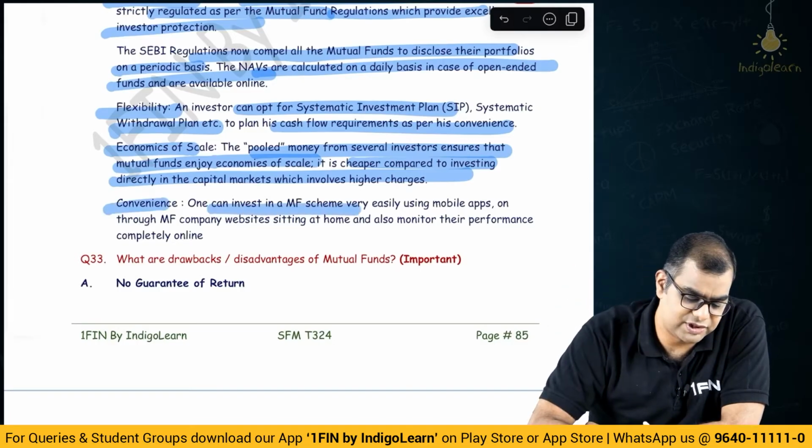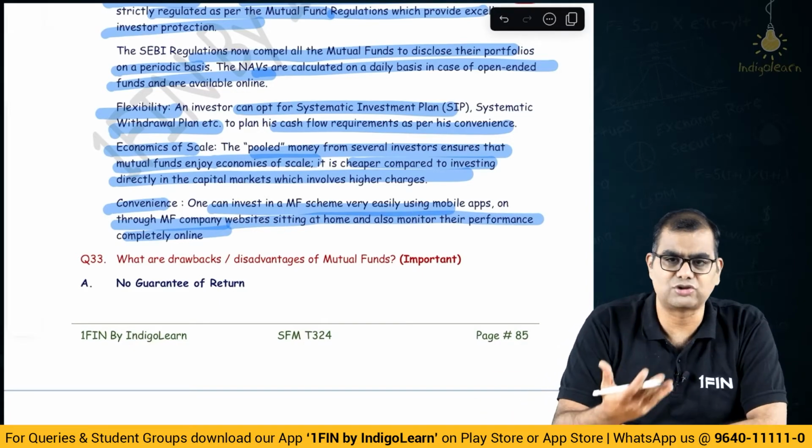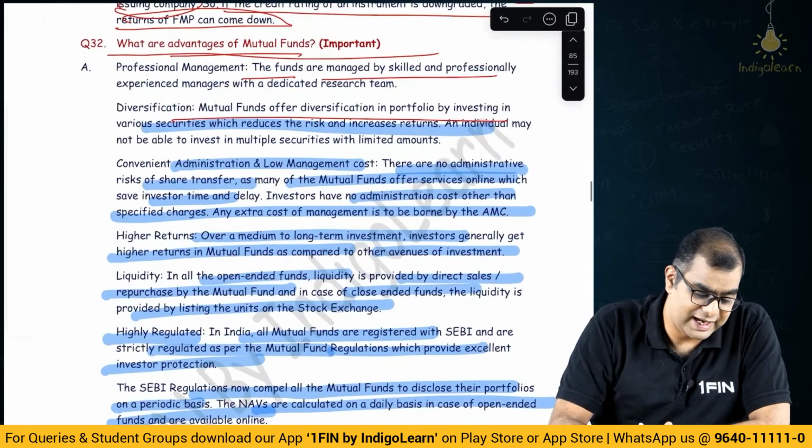Then convenience: one can invest in a mutual fund scheme very easily using mobile apps or mutual fund company websites, sitting at home, and also monitor performance completely online. The convenience levels are very high. All of us invest through mobile apps. So these are the advantages of mutual funds.